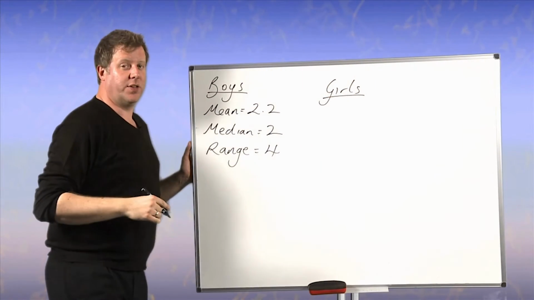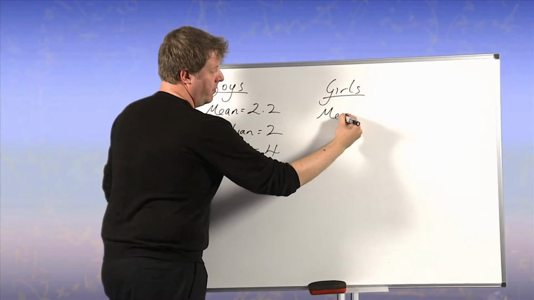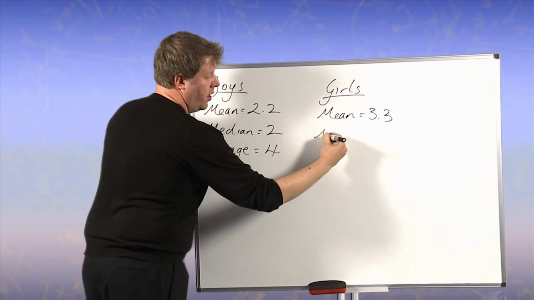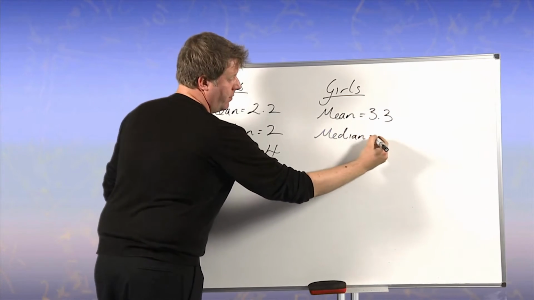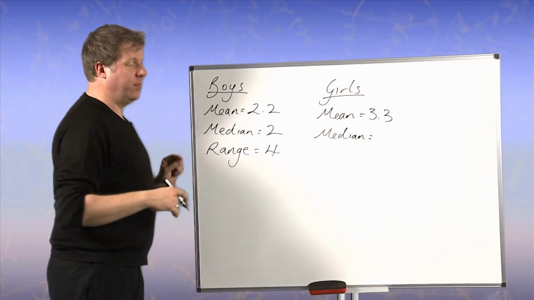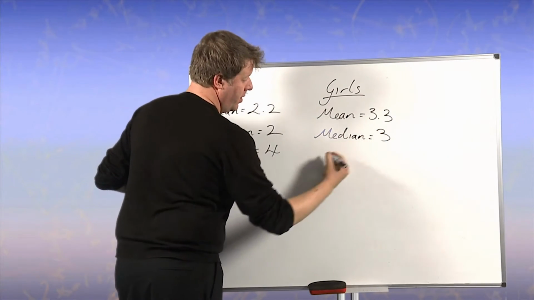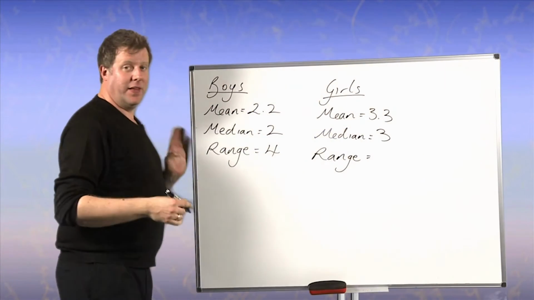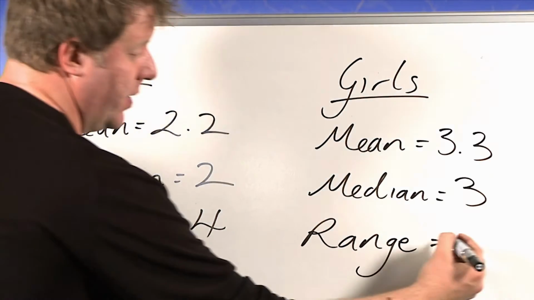The girls' mean is 3.3. The girls' median, so remember that middle value, is 3. And then the girls' range in this particular distribution is 3 as well.